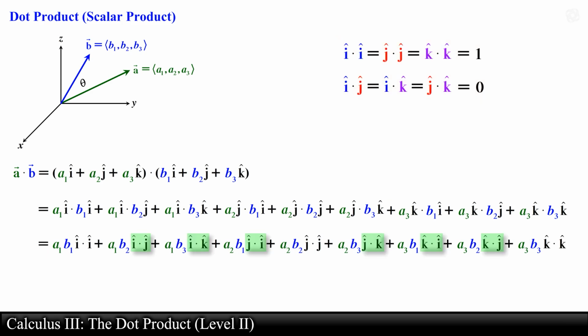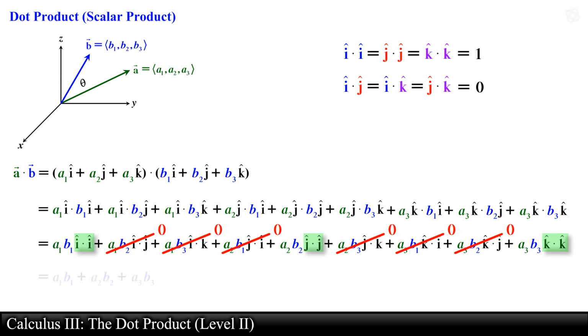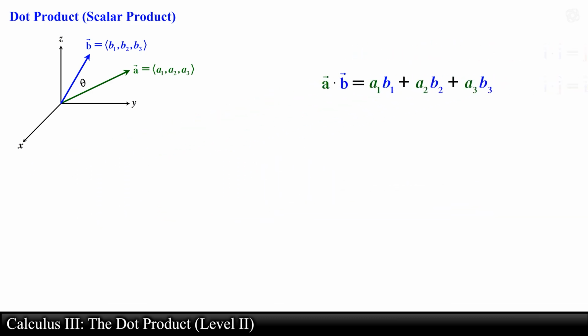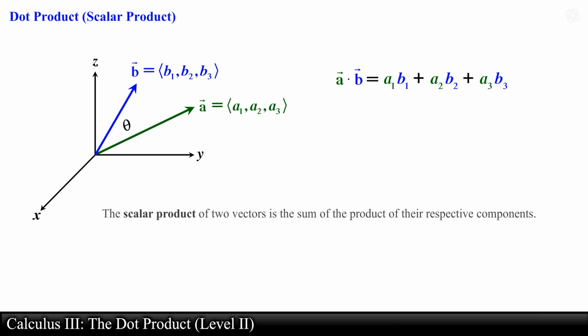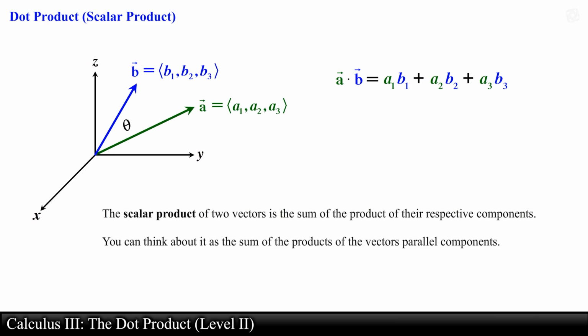Finally, we go ahead and compute the dot product of all the unit vectors. In this case, 6 of the 9 terms are going to be equal to 0, since the unit vectors are orthogonal to one another. And the 3 of the 9 terms that survive give the final expression for the dot product of two vectors in terms of their components. From this expression, we see that the scalar product of two vectors is the sum of the product of the respective components. You can think about it as a sum of the products of the vectors' parallel components.